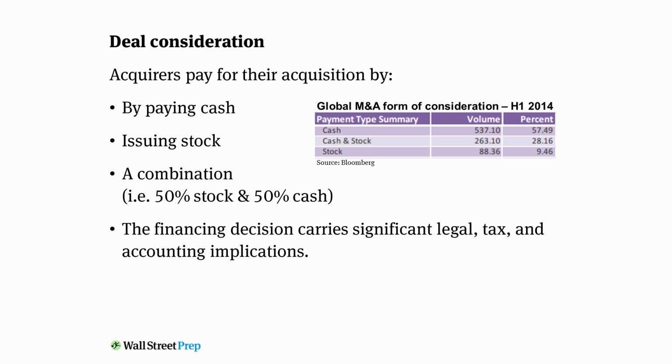You can see that historically, cash has represented the majority of deal volume by dollar amount. 58% of deals in the first half of 2014 were cash deals. An additional 28% of deals were a combined cash and stock deal, and only 10% of deals were pure stock. That's fairly consistent with what we've seen over the last decade. The decision about how you finance a deal carries significant legal, tax, and accounting implications. We're going to touch on a lot of those throughout this course.